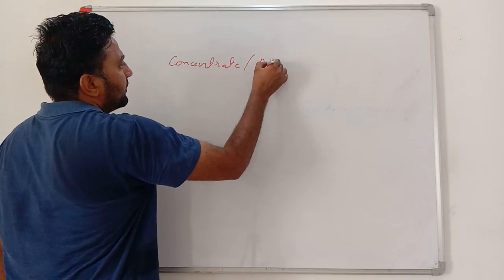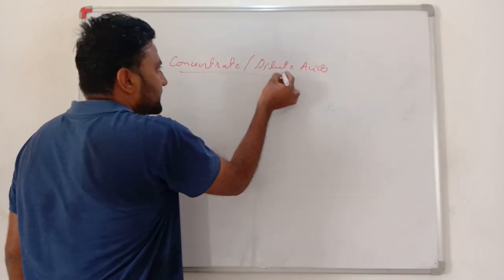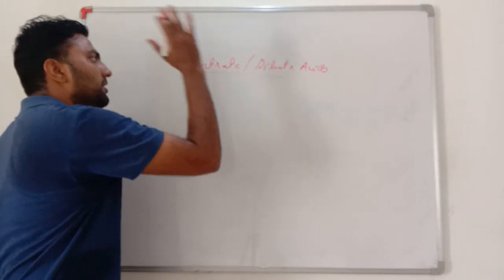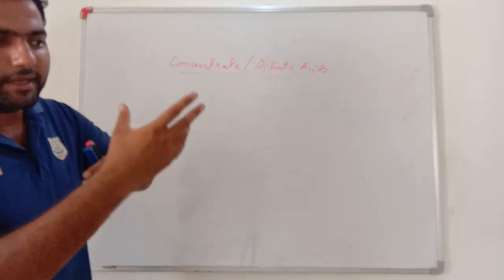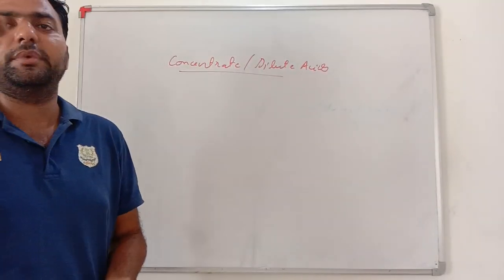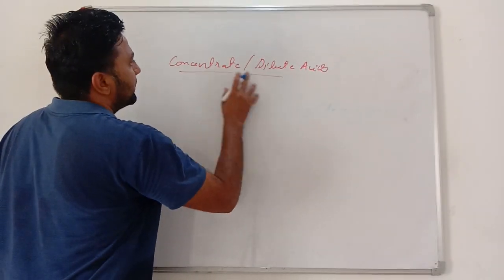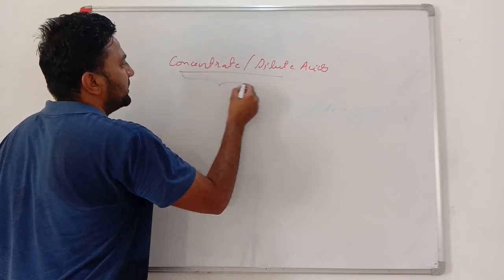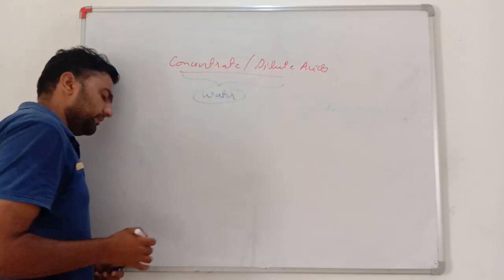Concentrated and dilute acid. See my dear student, same acid is concentrated and same acid is dilute. Same acid can be concentrated or same acid can be diluted. How? Basically, concentrated and dilute acid depends on the availability of water in the acid.